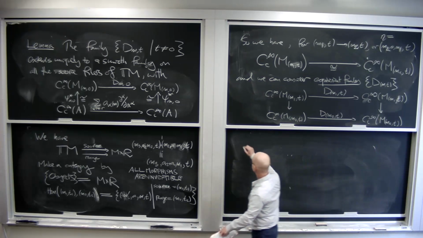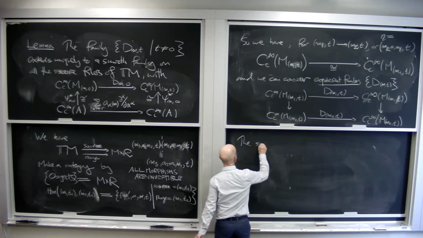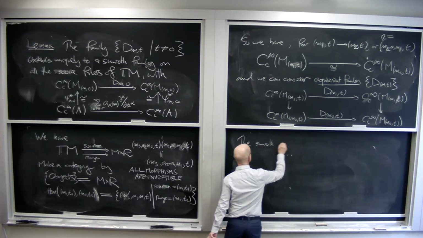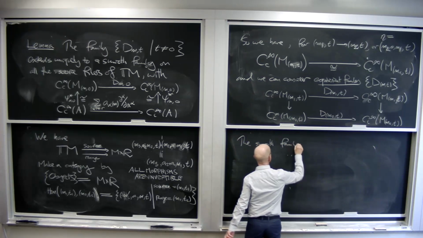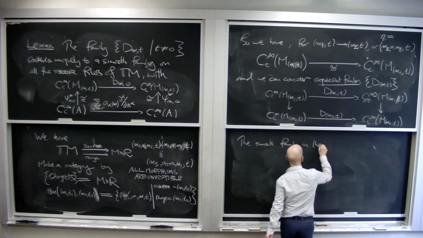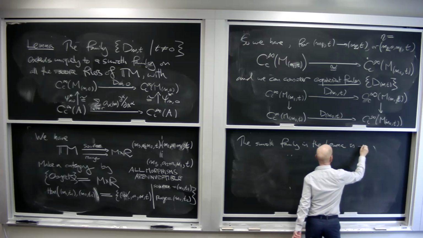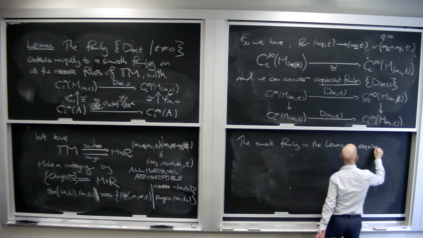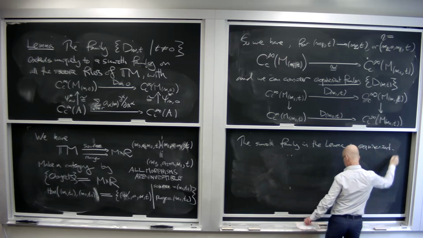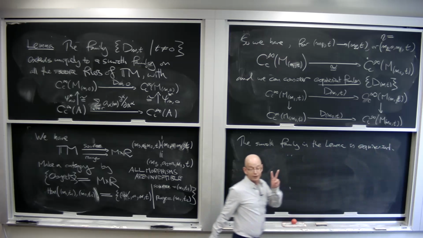And the fact is that the smooth family in the lemma over there is equivariant. That's an economical way of saying two things.